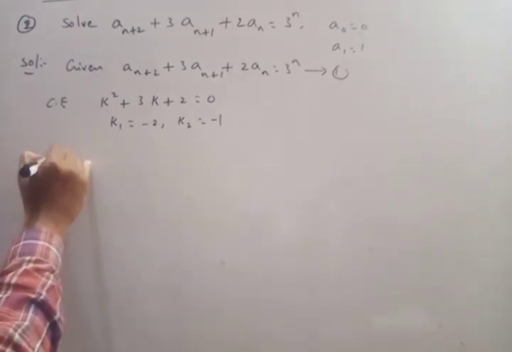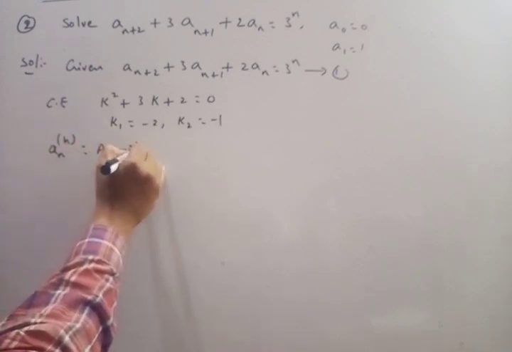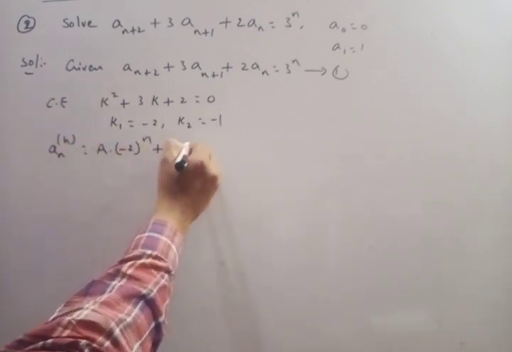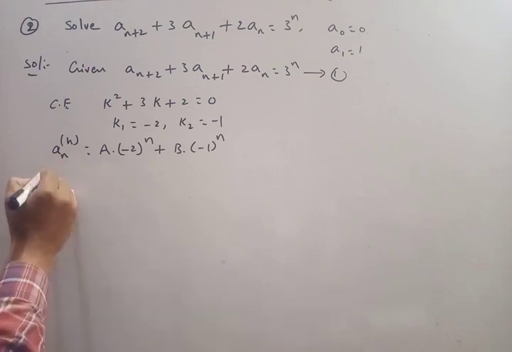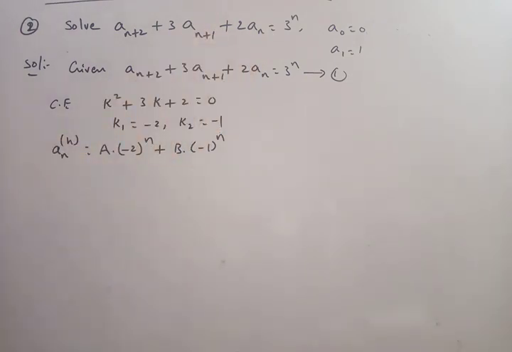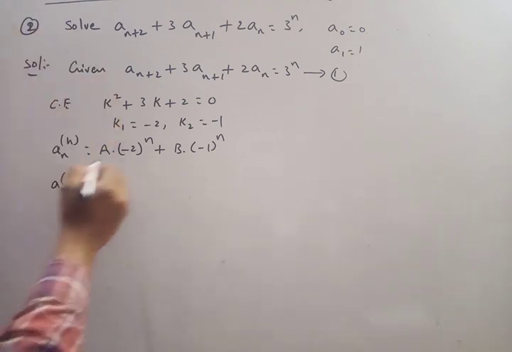So a_n^(h) is equal to what? A into k1^n, that is (-2)^n, plus b into k2^n. This is our a_n^(h). Now we have to solve for a_n^(p), no. So to find a_n^(p), what do we have to do here? What is the b value here?